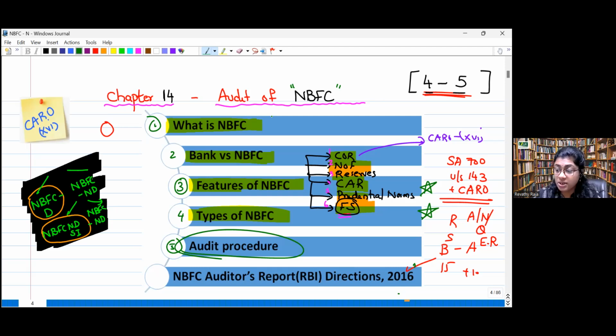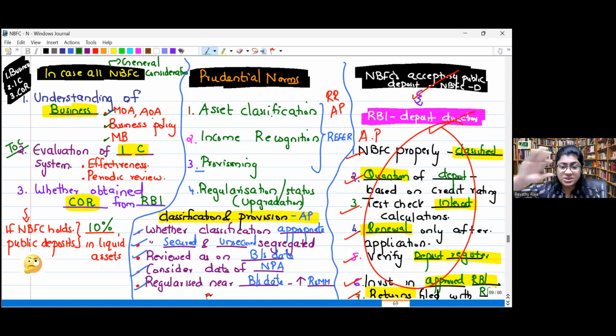Audit procedure. We divided audit procedure into 3 parts. General requirement. In that, we said 3 points we will see: 1, business; 2, internal control; 3, COR. Prudential norms, we already have learned: asset, income, provisioning. One extra point is there, regularization, whether status is upgraded. Upgradation.